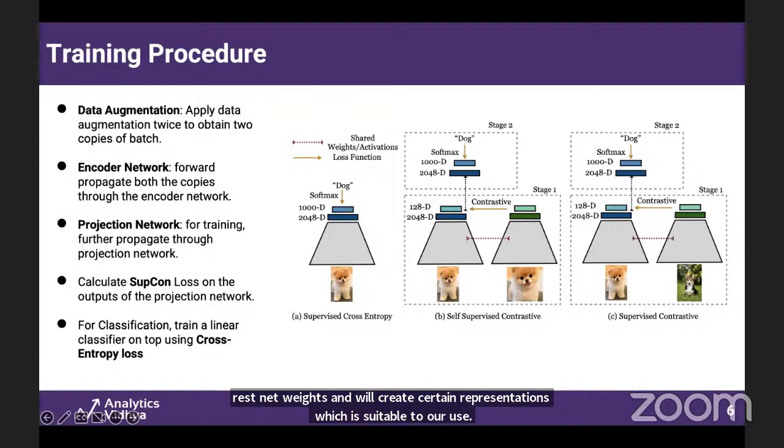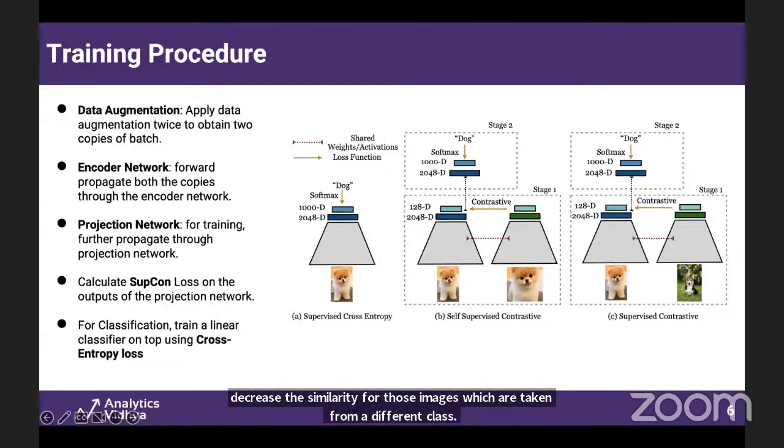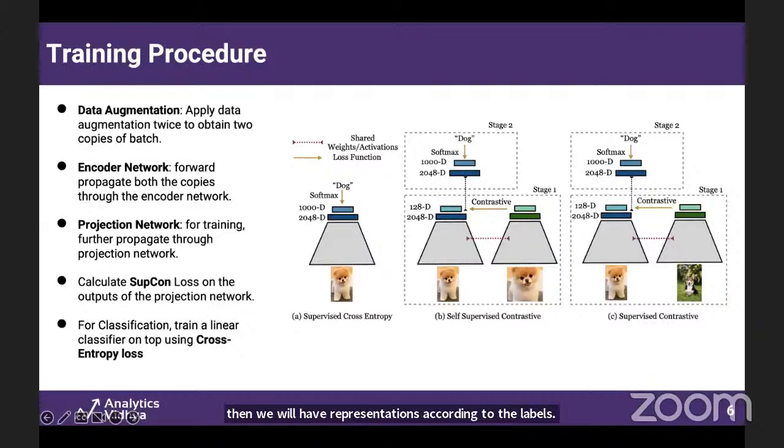So in supervised contrastive learning, we know the labels. So we accordingly increase the similarity for those images which are taken from a single class, and decrease the similarity for those images which are taken from a different class. Once the training is done, we will have representations according to the labels we have. Then we will pass those representations for the downstream task. In our case, it is image classification. So we use the representations that we have and pass them to some dense layers, and finally we use cross entropy on top of it, and we'll classify the image.